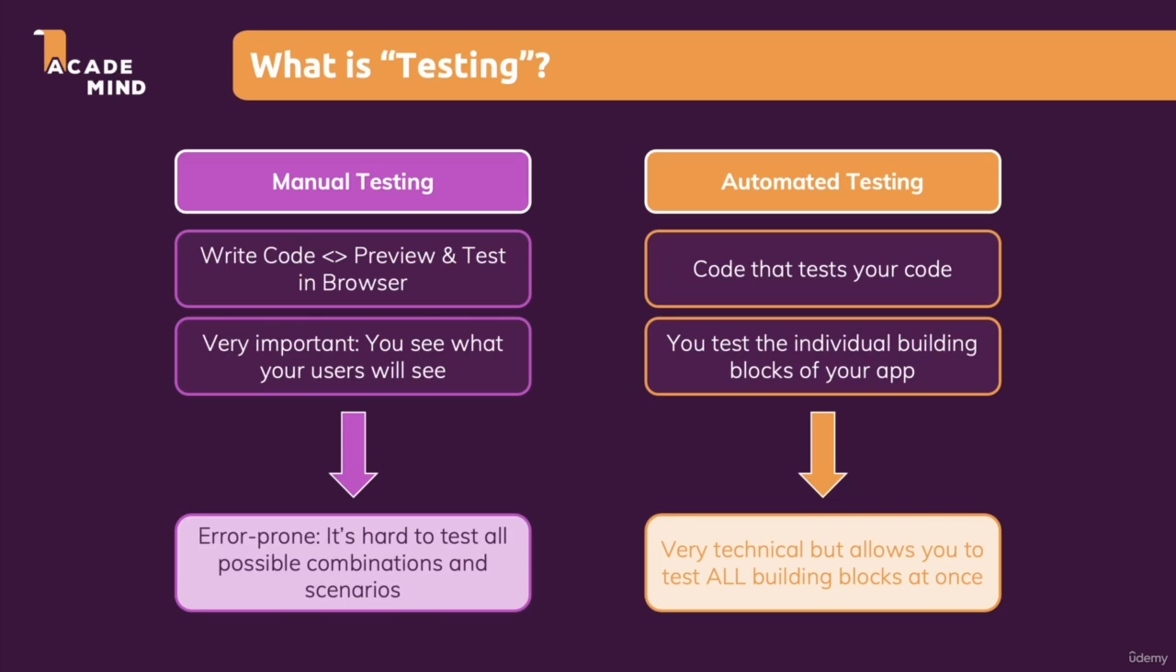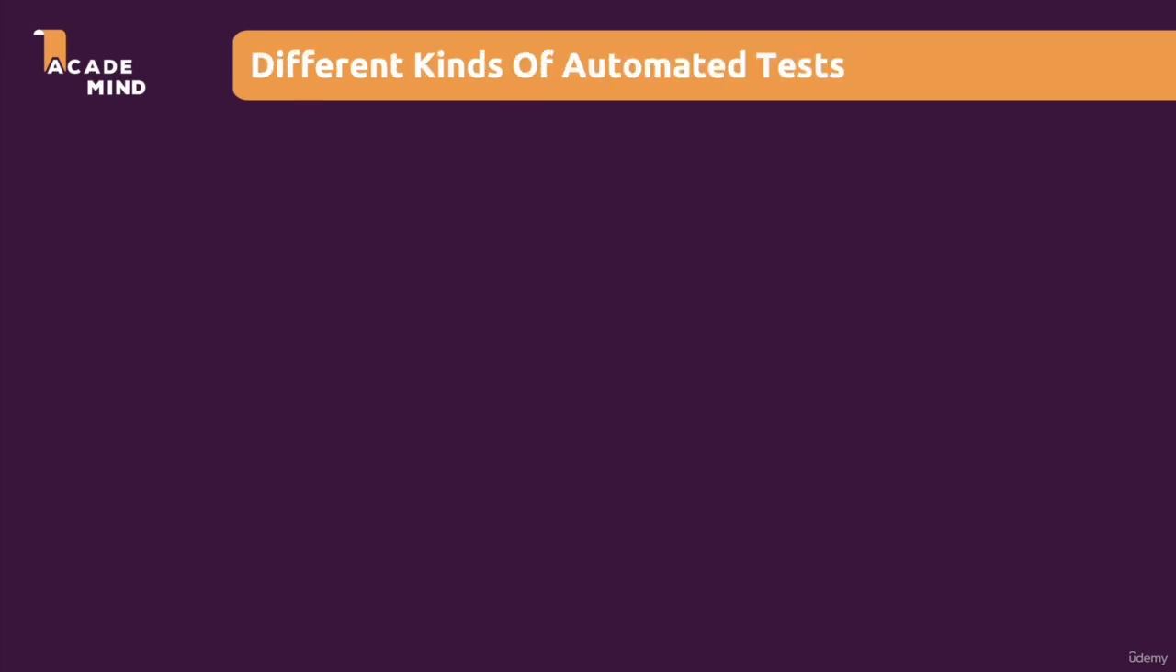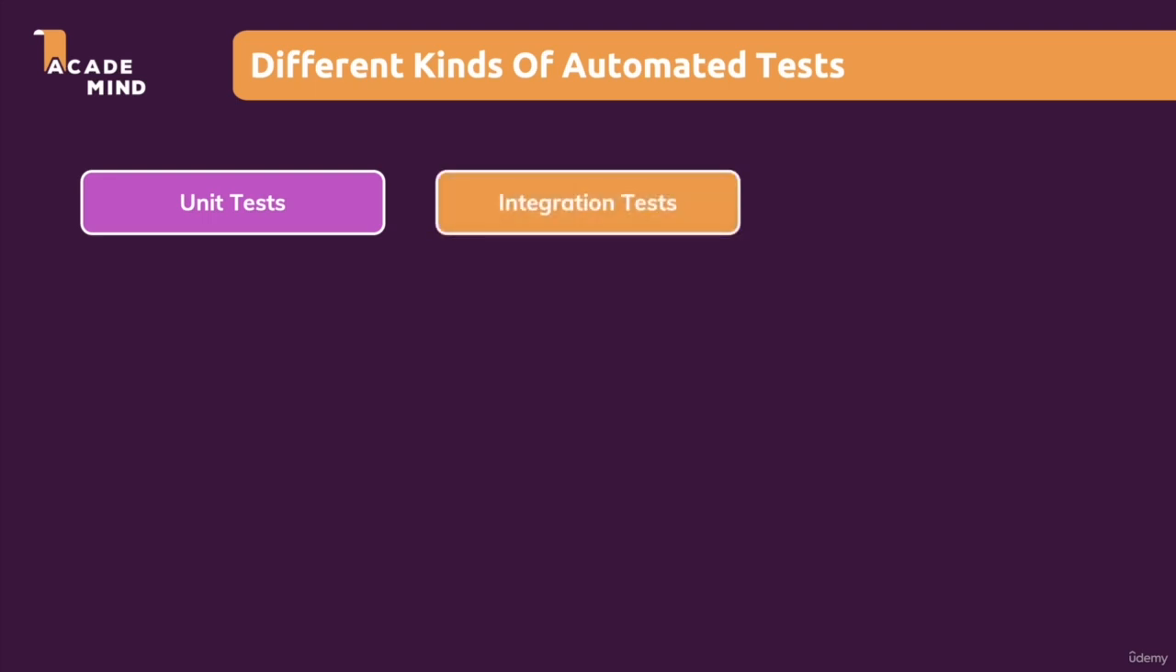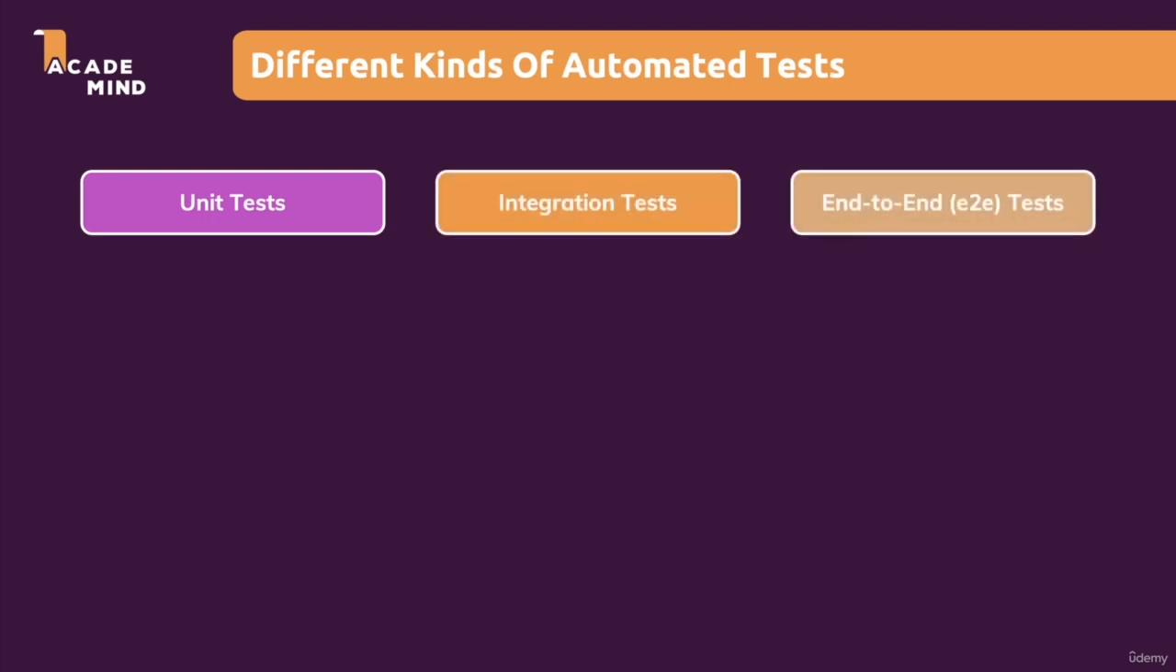Now, when we speak about automated testing, it is important to understand that there are different kinds of automated tests which you can have a look at. For example, there are unit tests, and I can already say that those will be super important. But you also have so-called integration tests and end-to-end tests. Now, these are the three main categories of tests which you can write.